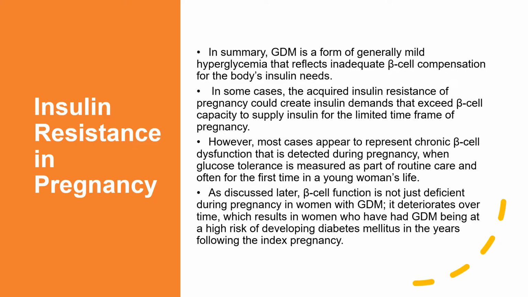As discussed later, beta cell function is not just deficient during pregnancy in women with GDM. It deteriorates over time, which results in women who have had GDM being at high risk of developing diabetes mellitus in the years following the index pregnancy.